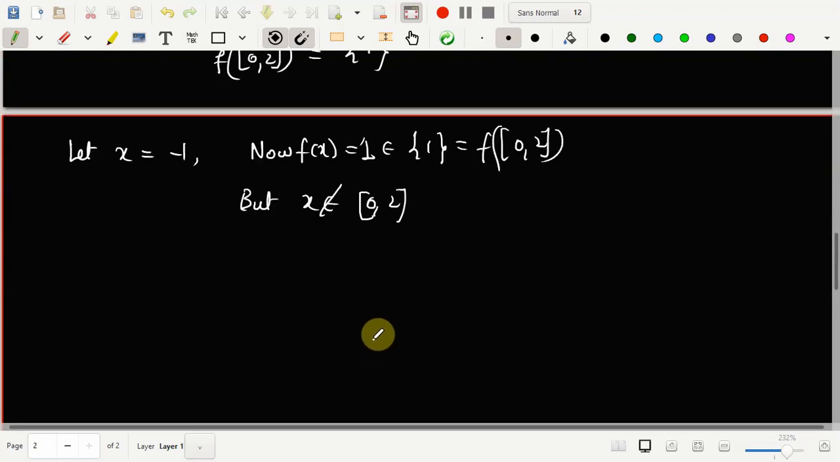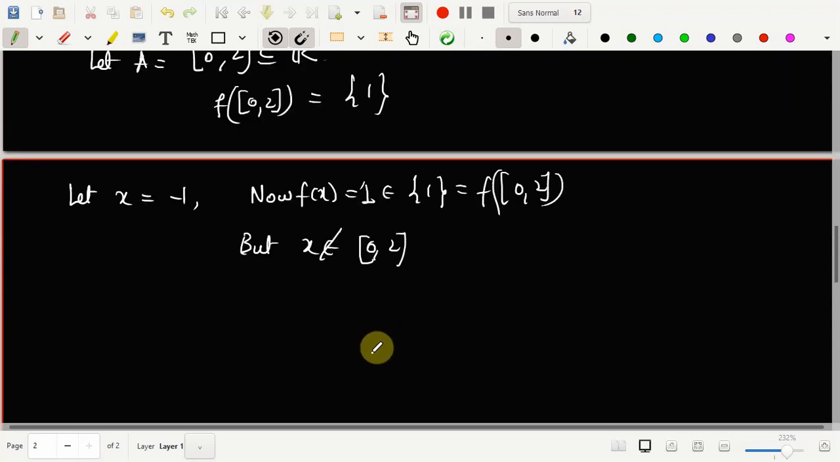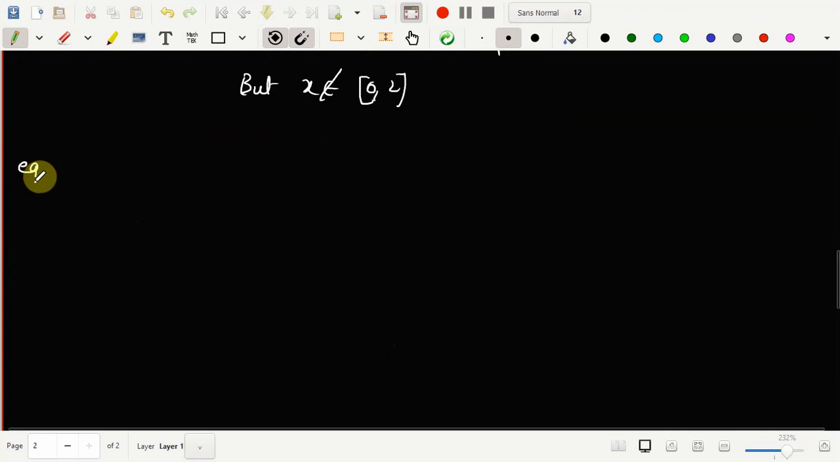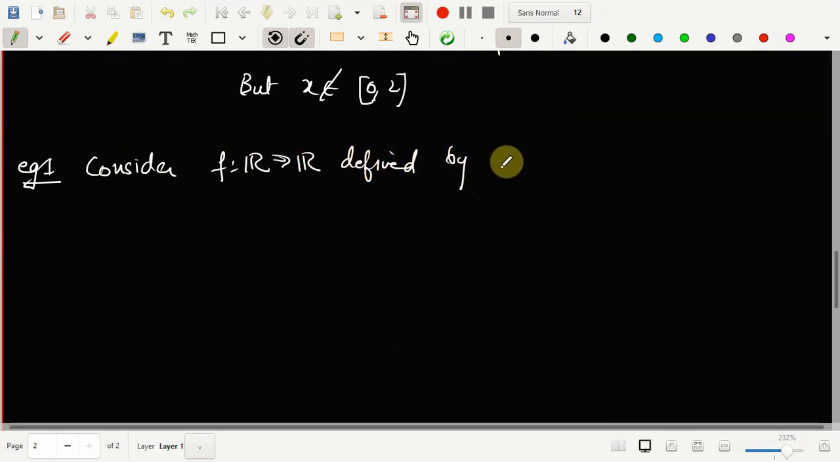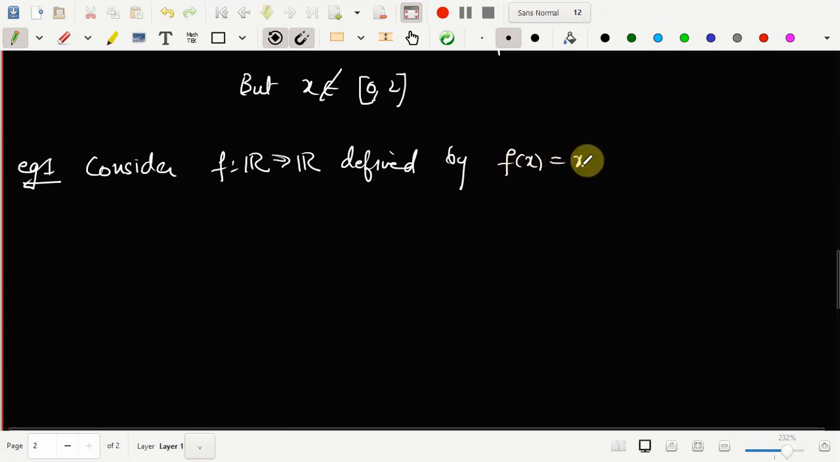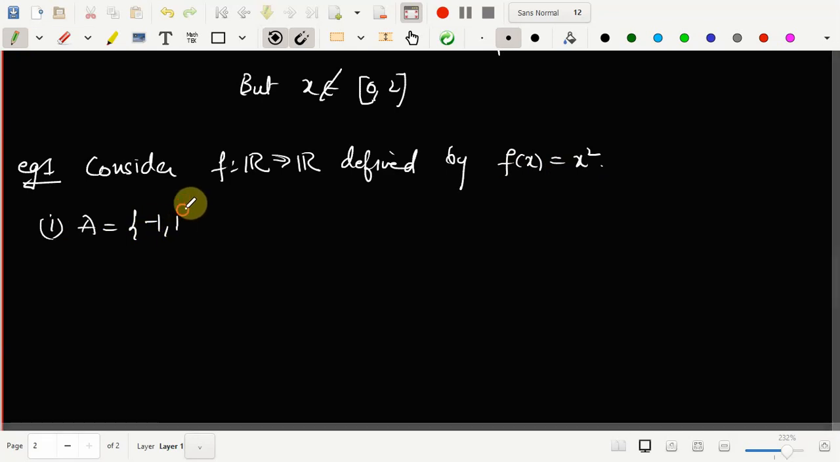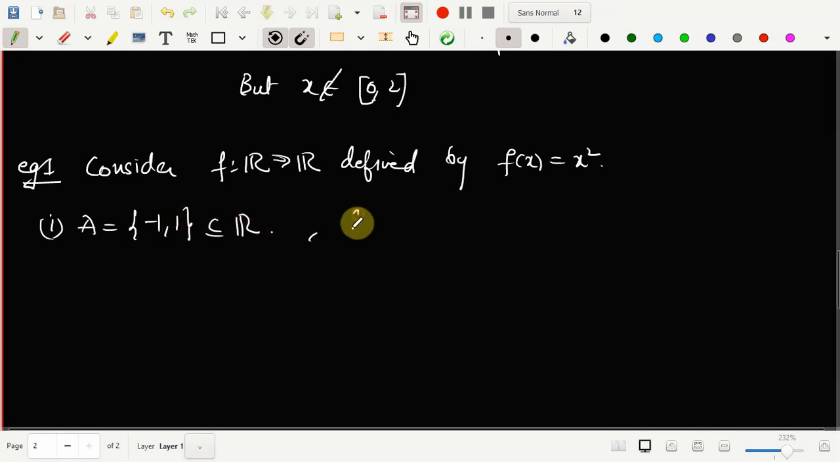Before we look into some properties of this image of a subset, we take one illustrative example to understand the whole idea of image of a subset. So example 1, consider a simple function defined by f of x is equal to x square. What I'll do is I'll take some subsets of R. So first I'll consider A to be a finite set containing -1 and 1 as a subset of R. Now the question is, what is f of A?